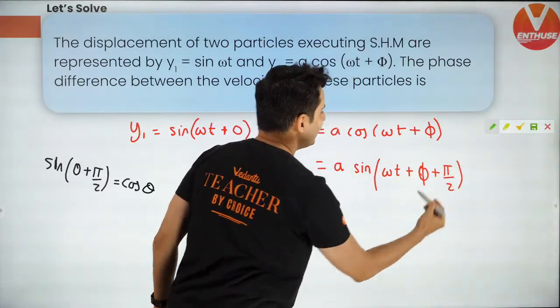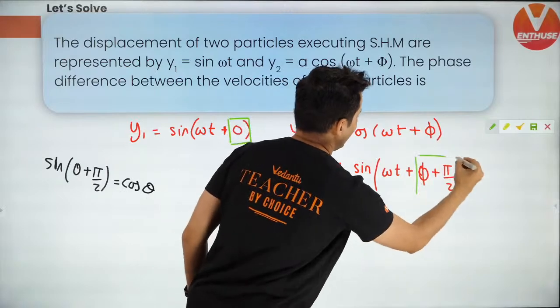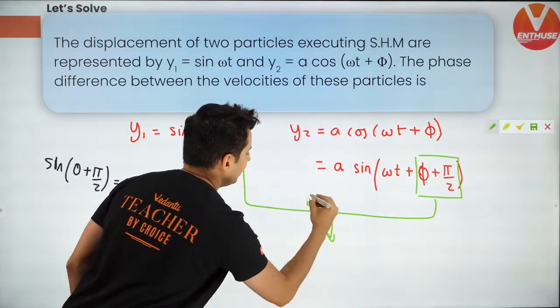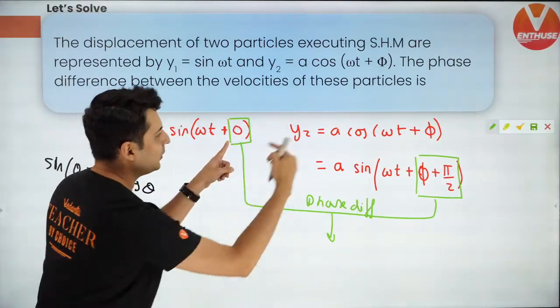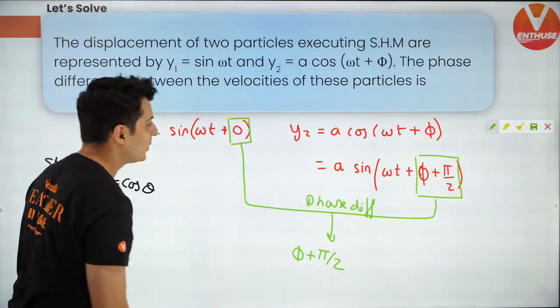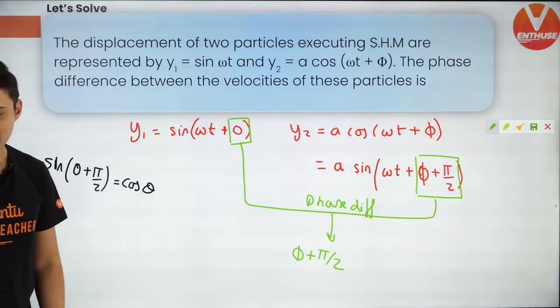Now things are easy. Just compare guys. Here you have 0. Here you have phi plus pi by 2. So guys, what is the phase difference? 0, phi plus pi by 2. Obviously it should be phi plus pi by 2. The catch was that cos. A lot of people forget that cos.